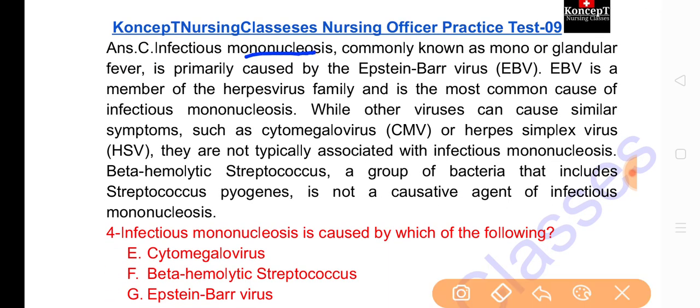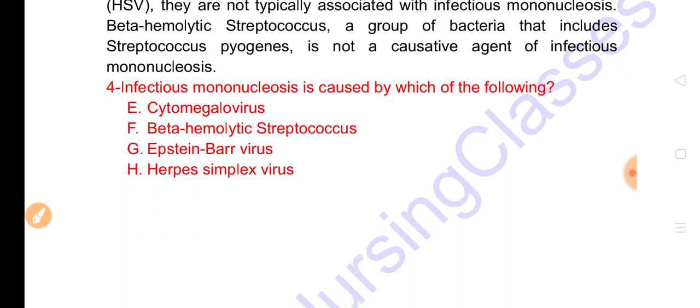Infectious mononucleosis, commonly known as mono or glandular fever, is primarily caused by the Epstein-Barr virus. EBV is a member of the herpes virus family and is the most common cause of infectious mononucleosis. Next question.